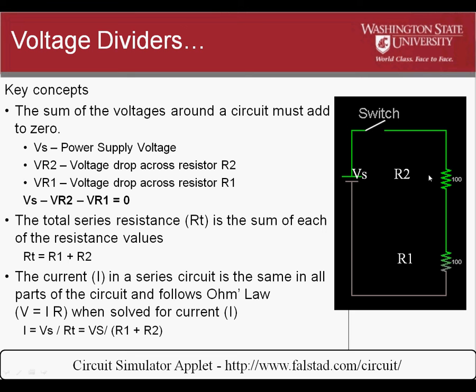Finally, the current is the same. Once the current starts flowing, it's going to be the same throughout the whole circuit. And it follows Ohm's law. So the current flowing through the circuit is the voltage divided by the sum of the resistance. And so the current is voltage divided by R1 plus R2. Let's take a look at this situation with two identical resistors.